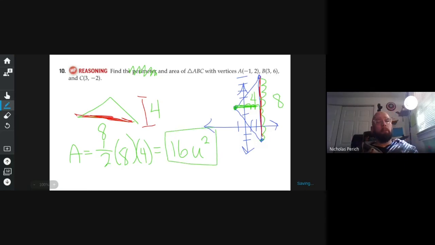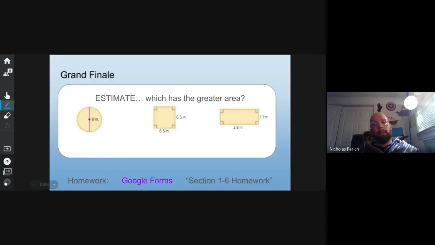If I wanted to find the perimeter, what I would have to do is distance formula from that to that, distance formula from that to that, and distance formula from that to that. And would it be fun? Absolutely. But we don't have time for it. I'm sorry.